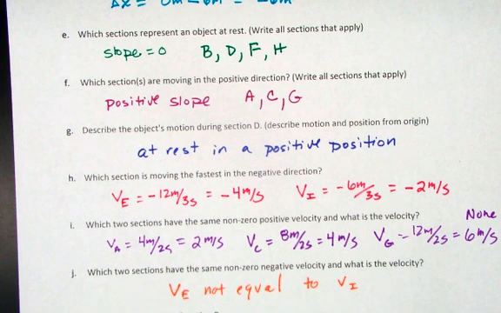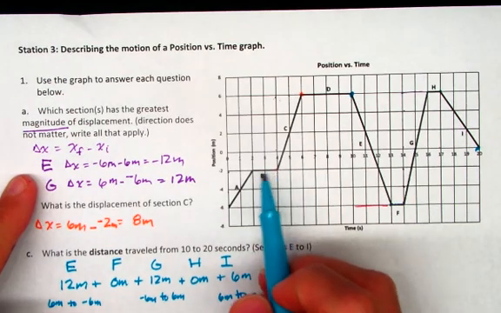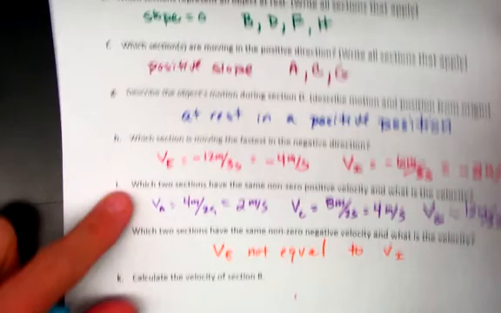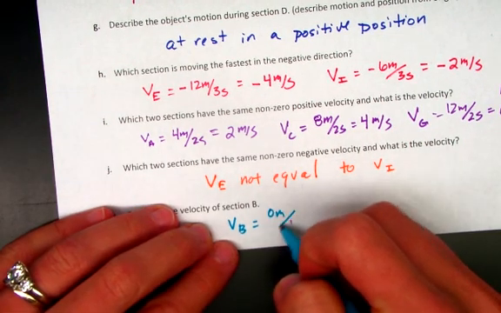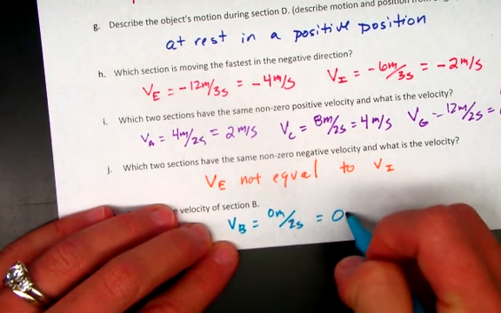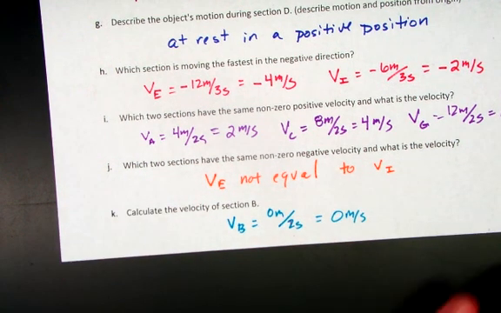And then calculate the velocity in section B. That's a simple one. In section B, there is no change in position. So the velocity in section B has to be 0, because it's going to be 0 meters over 2 seconds. So that's 0 meters per second. But anytime you have a horizontal line, the velocity is going to be 0.